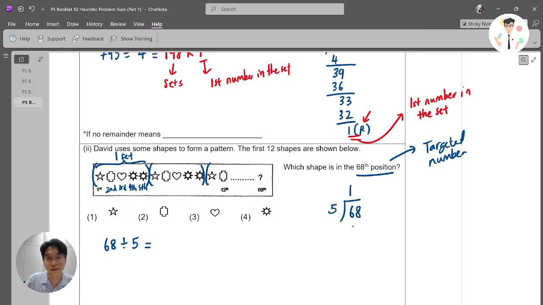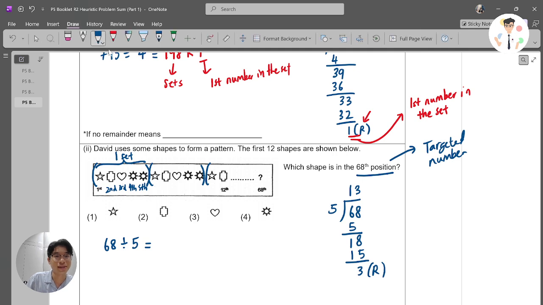So 1 times 5, 5. 6 minus 5, 1, and 8 is here. So 5 times 3, I get 15. Okay, teacher, again, what does this 3 actually stand for? This 3 stands for the third shape in the set.